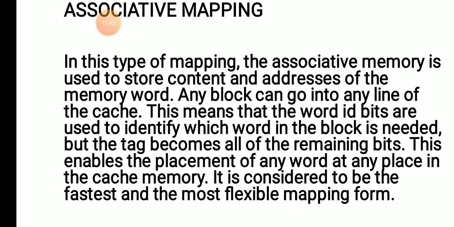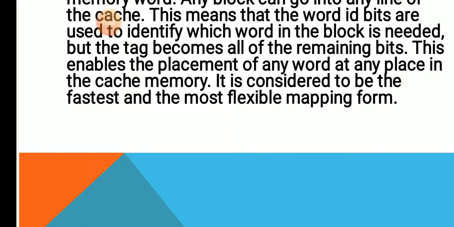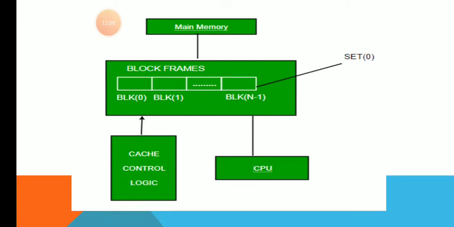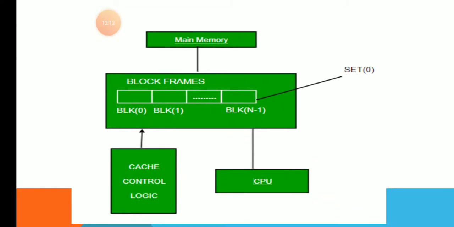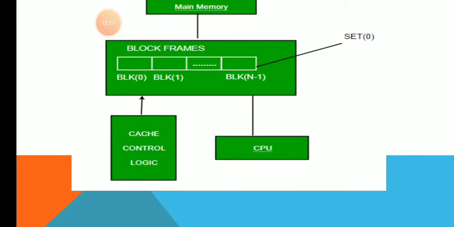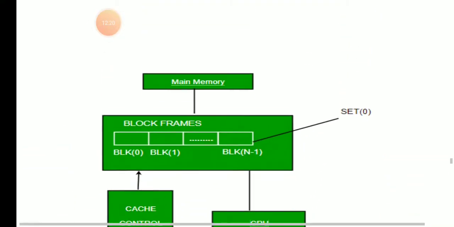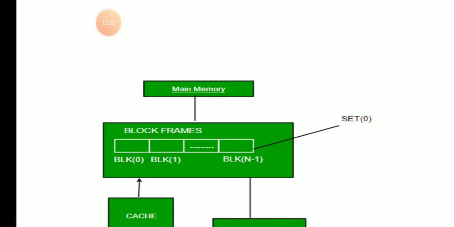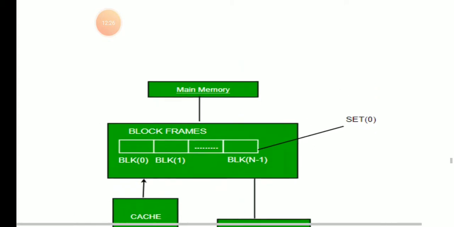This means that the word ID bits are used to identify which word in the block is needed, but the tag becomes all of the remaining bits. This enables the placement of any word at any place in the cache memory. It is considered to be the fastest and most flexible mapping form. This is the main diagram of associative mapping: main memory, block frames block 0, block 1 up to block n minus 1, cache control logic and CPU. But in direct mapping, each line of a block goes only to its own line of the cache.